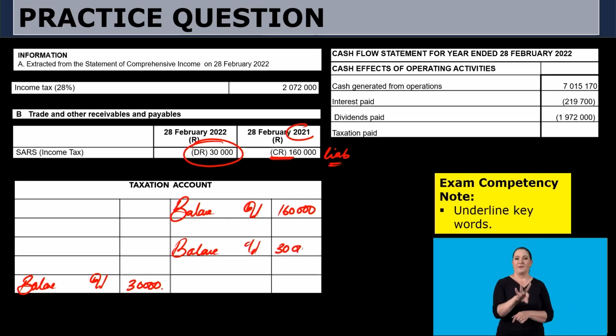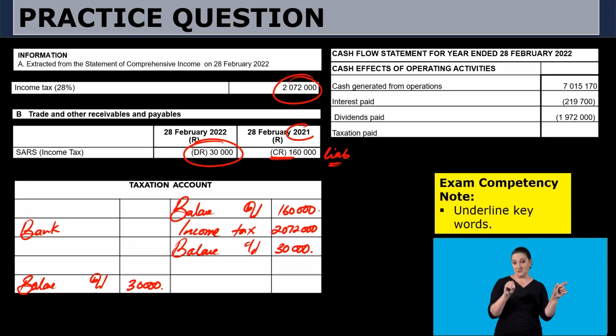Here, 30,000. The next thing to record is my income tax. My income tax for the year is 2,072,000. And then now I need to find the bank. Let's see if the calculator is ready. So I'll say 160 plus 2,072,000 plus 30,000. How much is that going to give you? 2,262,000.